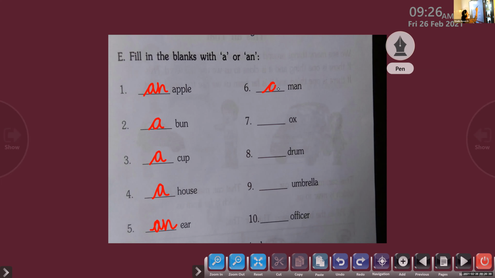I request the others not to answer in between, please. Jennifer, unmute. Number 7. An ox. Fantastic. Thank you, my dear. And Roy, unmute. Number 8. Dash drum. A drum, yes. Thank you. Santom, number 9.